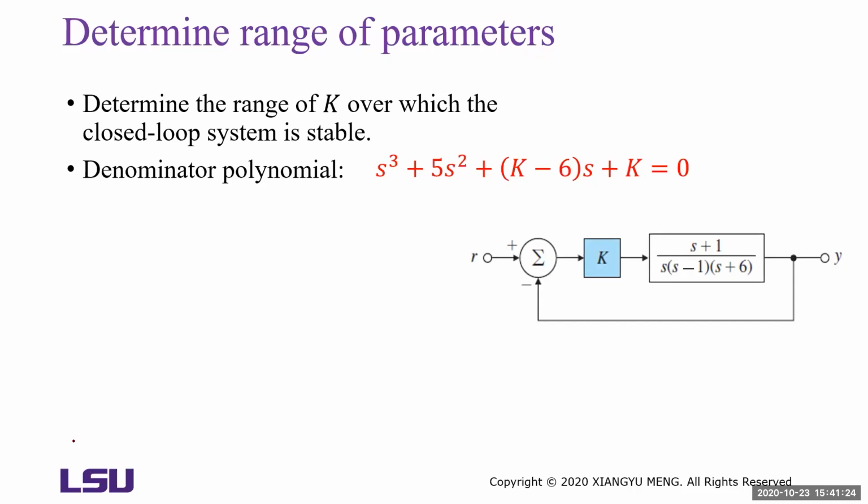Then you can write the Routh array. The first row starts with 1, then the second row 5, then K minus 6, then K. So what's this element?